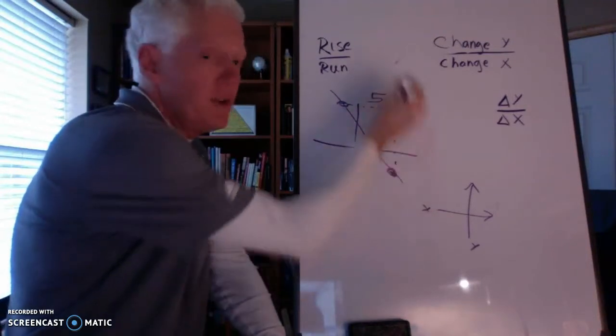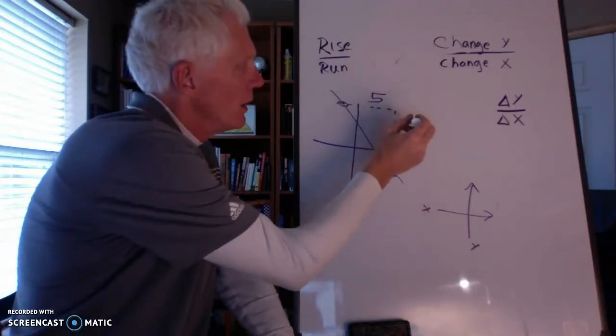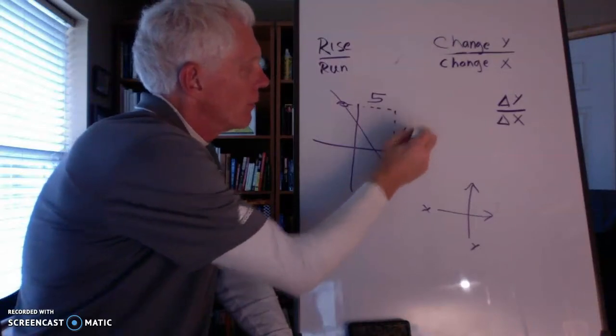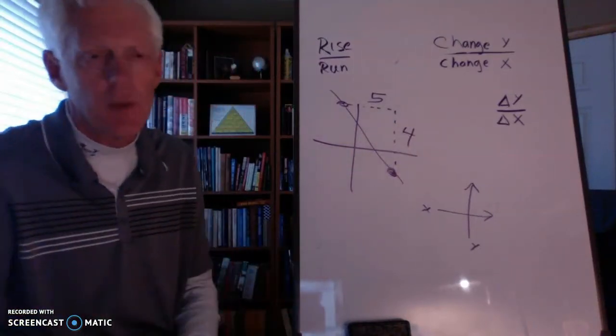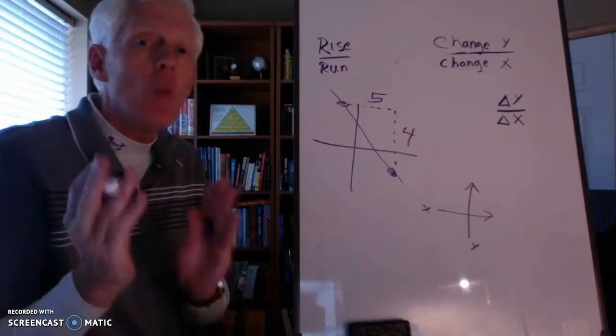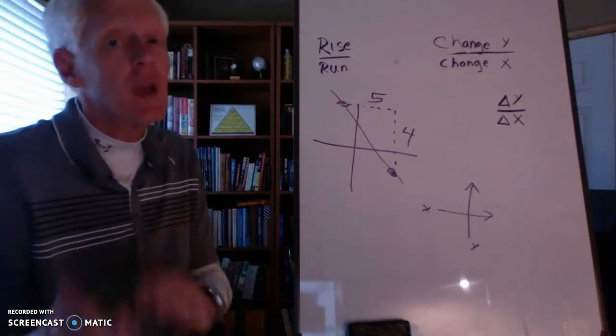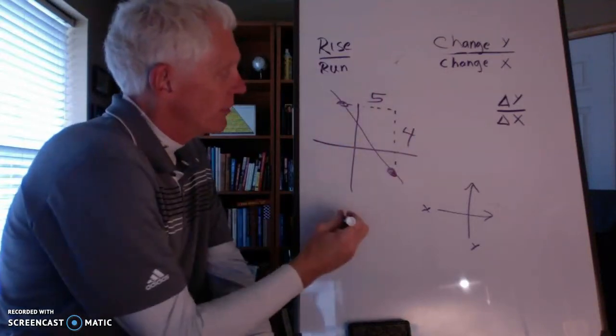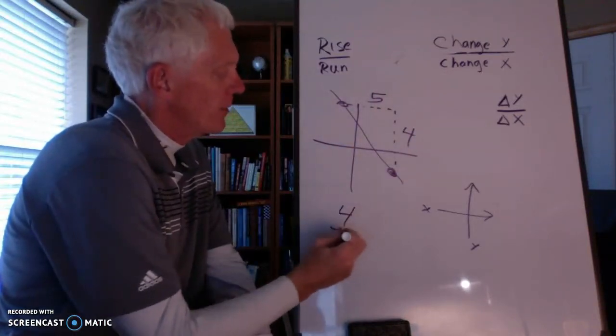Now the rise is going to be 1, 2, 3, 4. I'm going to say it's 4. Okay, it may look different, but that's okay. That's 5 over 4. All right. So the change in the y over the change in the x. The rise is 4. The run is 5. That is a slope of 4/5.